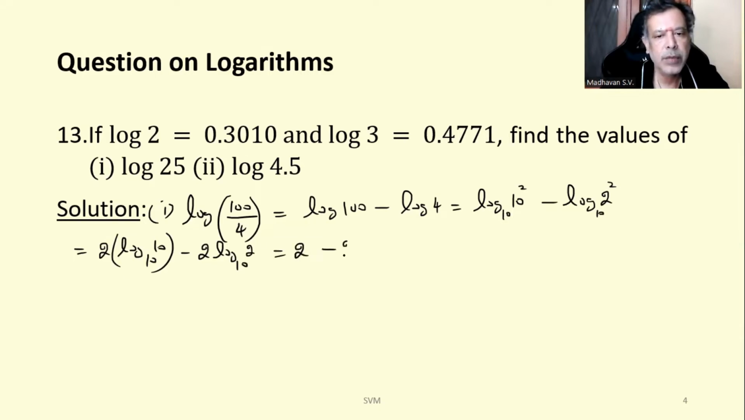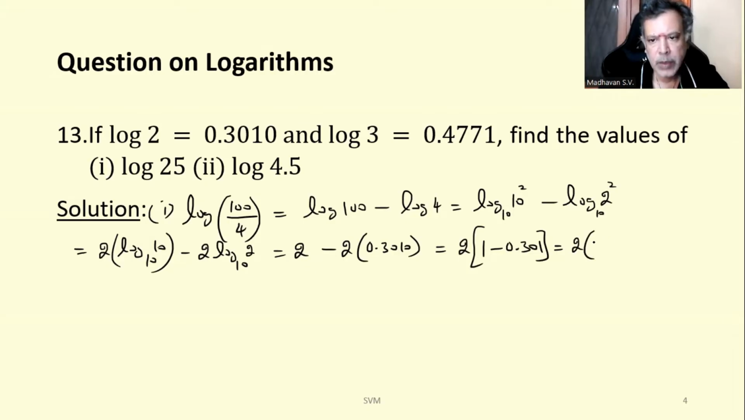So 2 minus 2 times logarithm of 2 is 0.3010. So we have 2 as common. So 2 times 1 minus 0.301, which will be 0.699. So if we evaluate that, we will get 1.398. That will be the result. Let us move on to the second one.